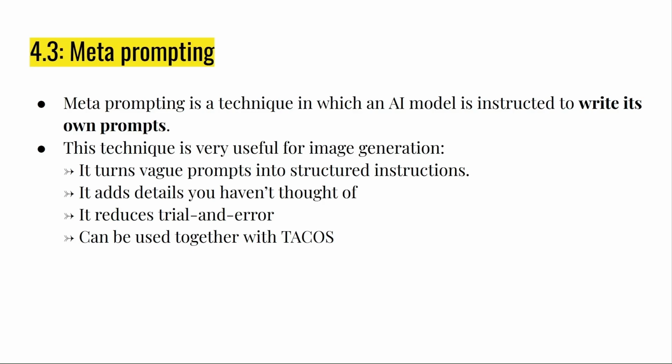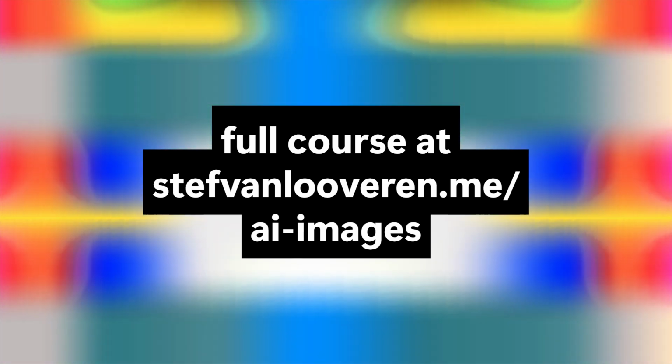Last chapter, you've learned how to write better prompts yourself using tacos. Meta prompting takes a different approach. Instead of writing the full prompt manually, you ask an AI system to generate the prompt for you. So, in other words, you use AI to write better instructions for itself. This is of course a meta concept, but it's extremely useful.